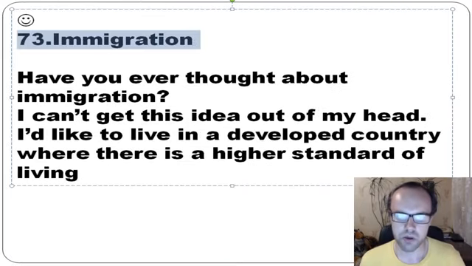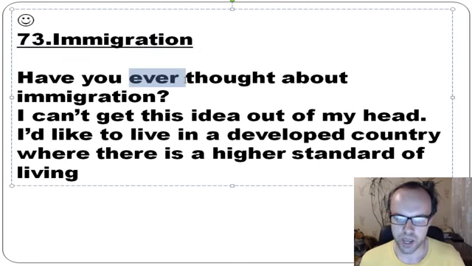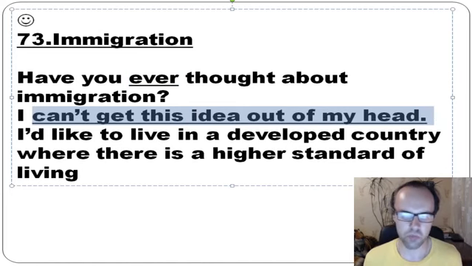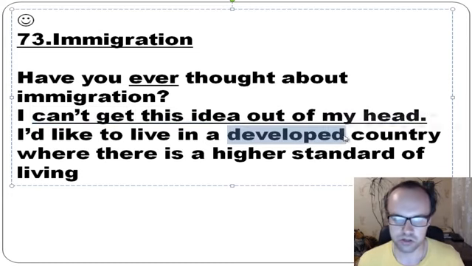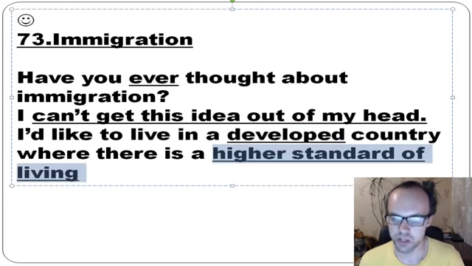Immigration. Have you ever thought about immigration? So if you have ever, you use present perfect. Have you ever thought about immigration? I can't get this idea out of my head. Good phrase. It means that I can't stop thinking about it. It's in my head. I'd like to live in a developed country. Developed country. Not poor country. So where there are good services and where you can have a good life. So there is a high standard of living. So where people live better.